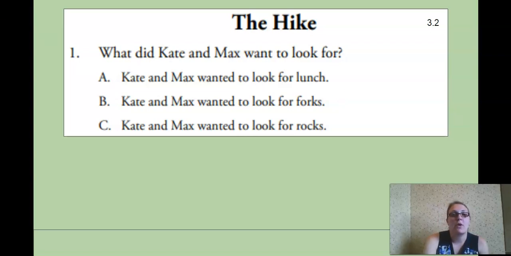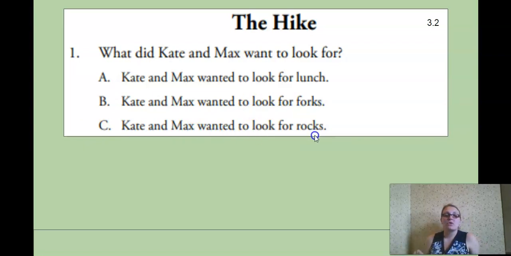Okay, so for our questions, as always, we're going to do question 1 together, and the rest will be on your Google Forms. Question 1. What did Kate and Max want to look for? A. Kate and Max wanted to look for lunch. B. Kate and Max wanted to look for forks. Or C. Kate and Max wanted to look for rocks.